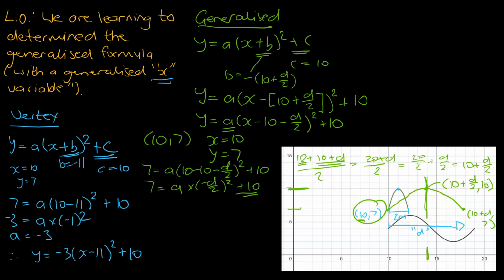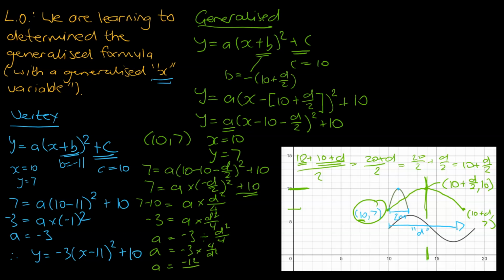Let's move this plus 10 to the other side. So that's going to be 7 minus 10 is going to be equal to a times, so negative d times negative d is d squared, and 2 times 2 is 4. So that side is going to become negative 3 is equal to a times d squared divided by 4. Let's move that to the other side. So a is going to be equal to negative 3 divided by d squared divided by 4. A is equal to negative 3 times 4 over d squared. A is therefore negative 12 divided by d squared. And that's our a value.